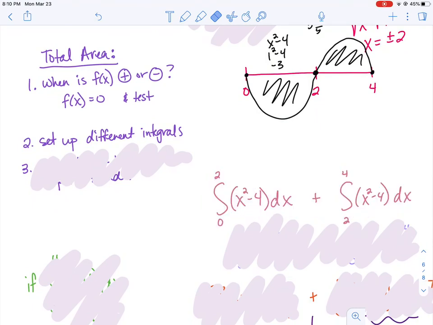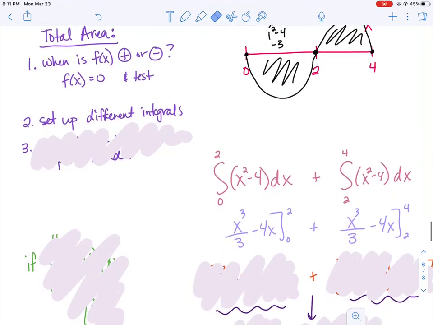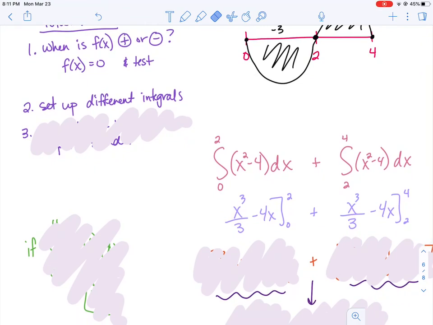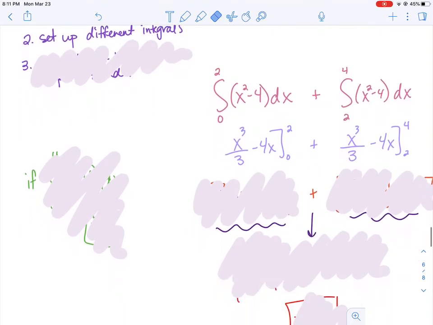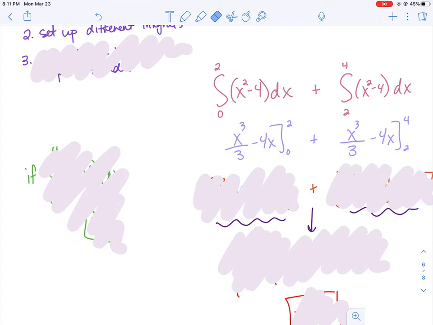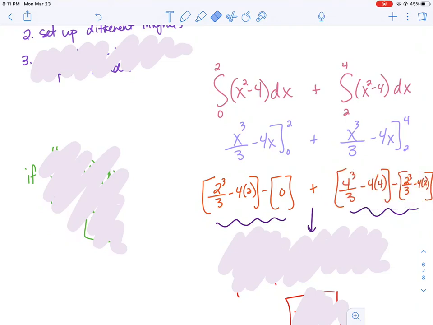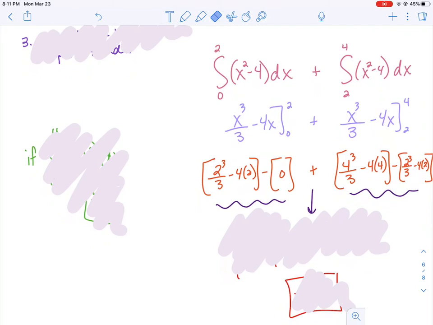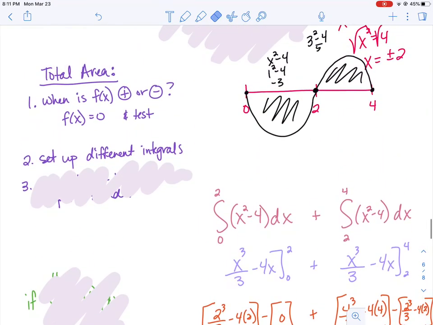And when we set up the integral from 0 to 2, we know that the answer is going to be negative, and then we need to make sure that we add absolute values around it. So I've set up my two different integrals. I have my integral from 0 to 2 of my function, plus my integral from 2 to 4 of my function. I'm going to use my fundamental theorem of calculus and my integration rules. I'm going to evaluate my upper limit minus my lower limit for each little piece. From 0 to 2, I ended up getting negative 16 over 3. And from 2 to 4, I ended up getting an area of 32 over 3.